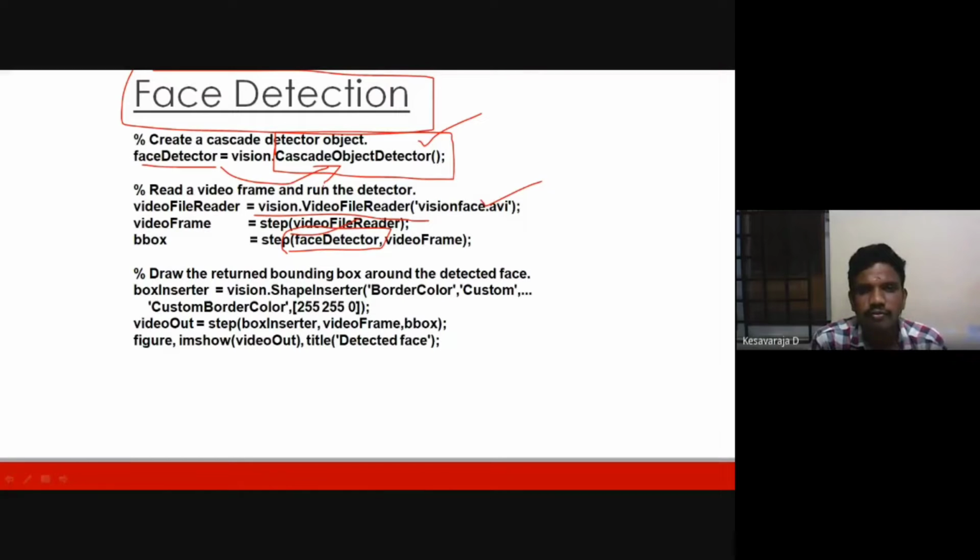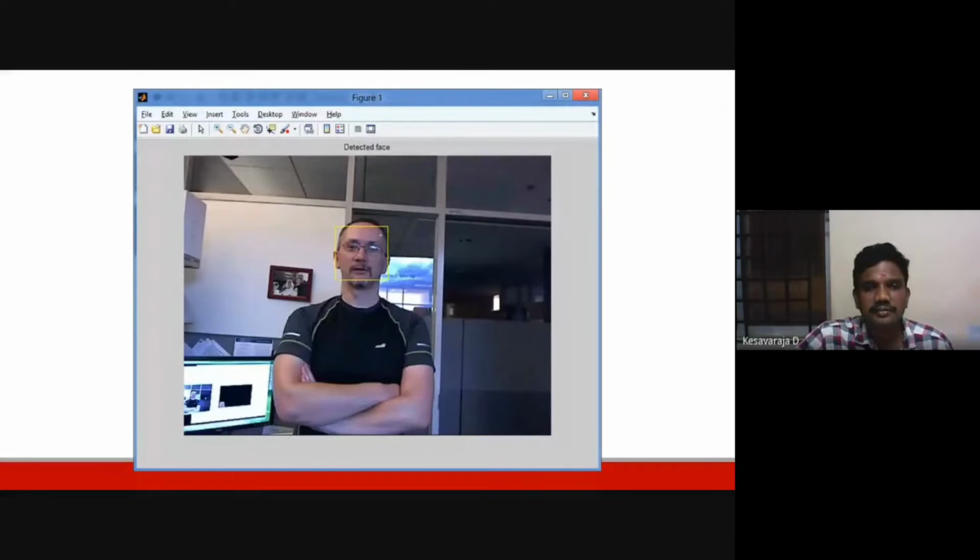Just two lines of code apply augmented reality and extract information: face, nose, eye, left eye, right eye, as well as the upper body and lower body. It detects everything in a single line of object. That's the excellence of the CV toolbox. So, video frame, step of face detector with the video frame, which will detect a face. If needed, you can insert a bounding box, that is the shape inserter, and show the image. See the picture.